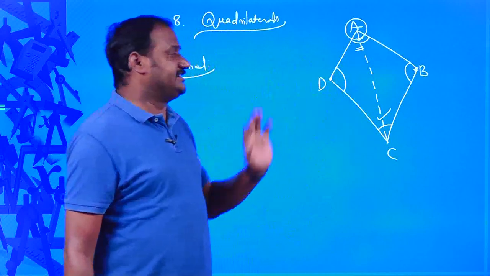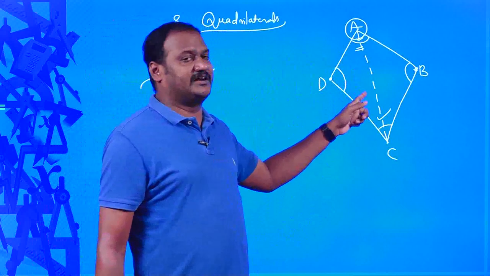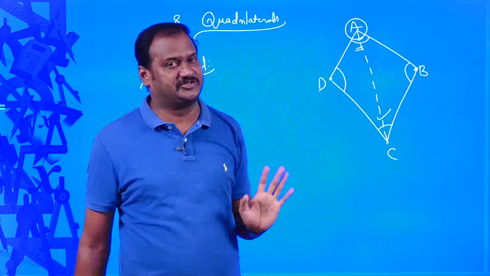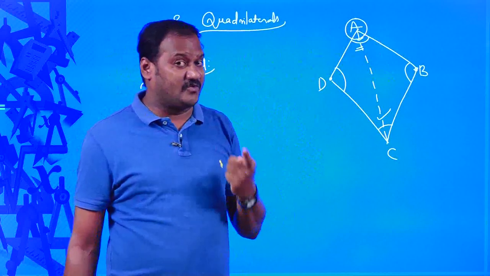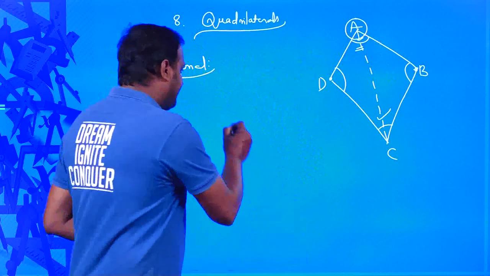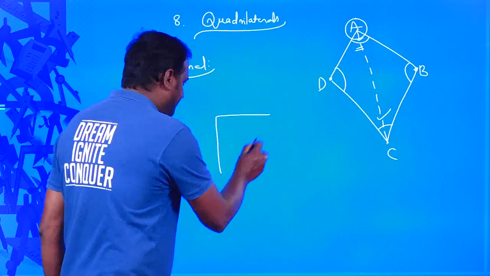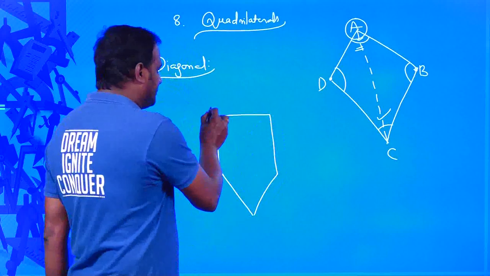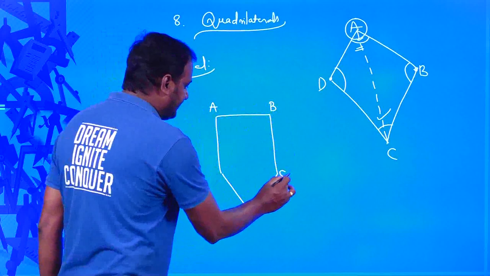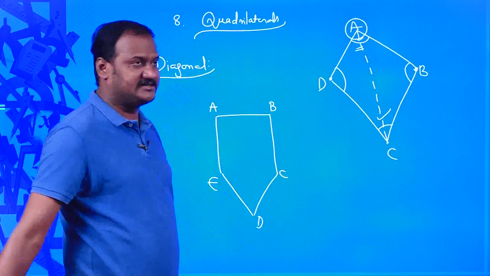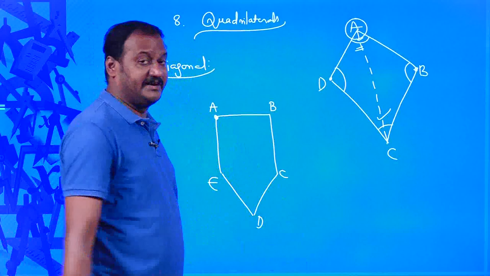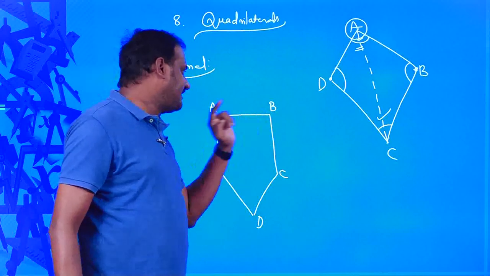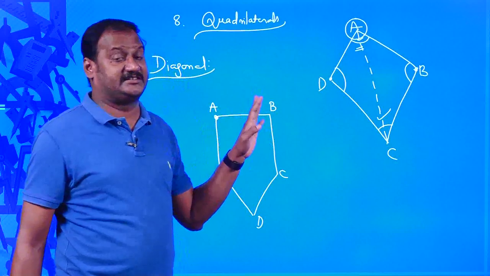You know why? Since it is a quadrilateral, in this quadrilateral, for any particular vertex, there are two adjacent vertices and only one opposite vertex. But if I take one pentagon, this is one pentagon, right? In this pentagon, if you observe, this is one vertex, another vertex, another vertex, another vertex, another vertex. Suppose I take A, then what are the adjacent vertices to A? The adjacent vertices to A are B as well as E.